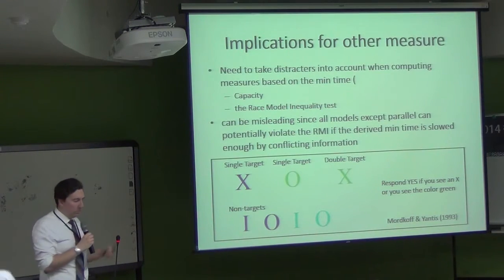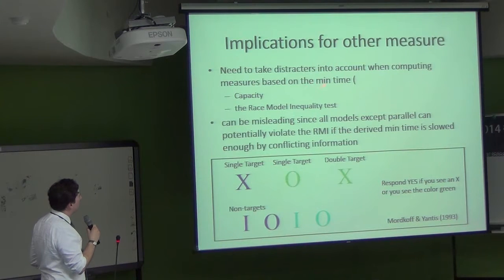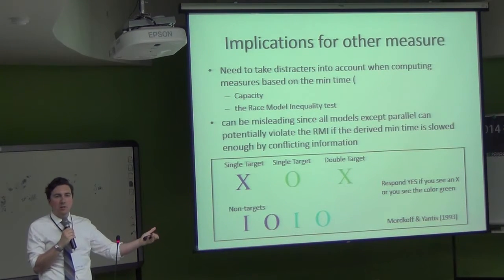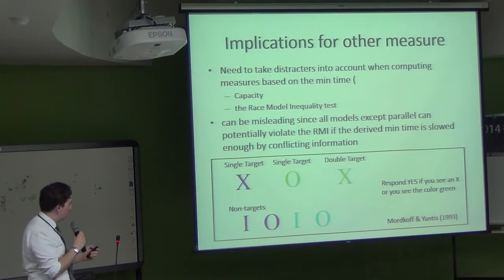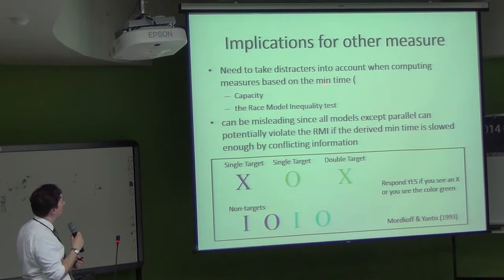So one final thing that I think this work suggests is that whenever you've got this type of conflicting information or distracting information, and you're computing a measure which is based on the minimum time, something like capacity or something like the race model inequality.